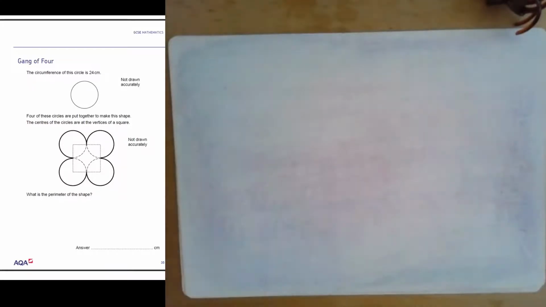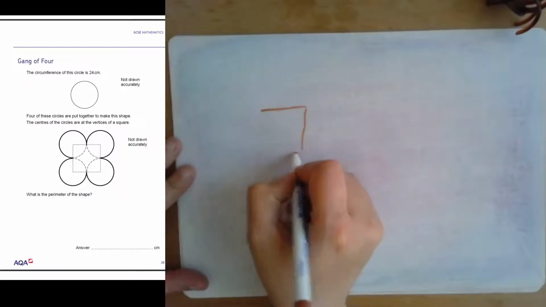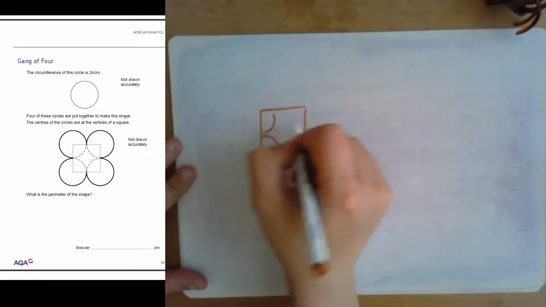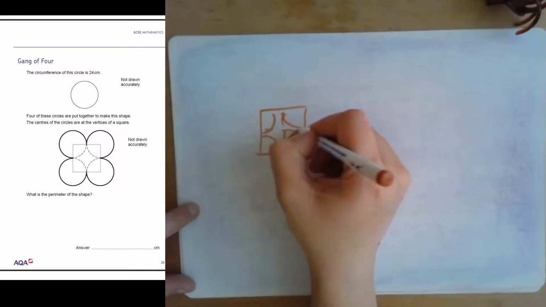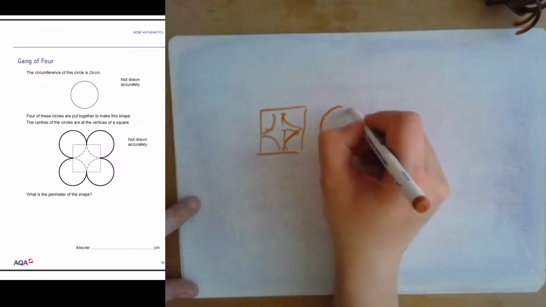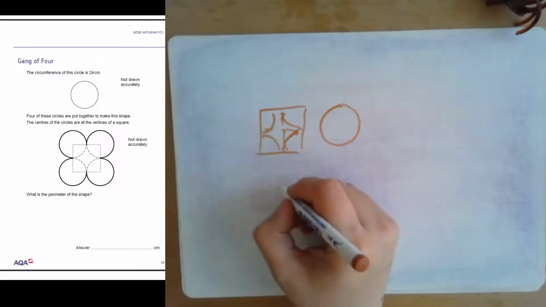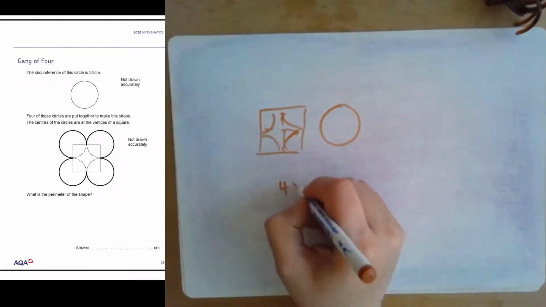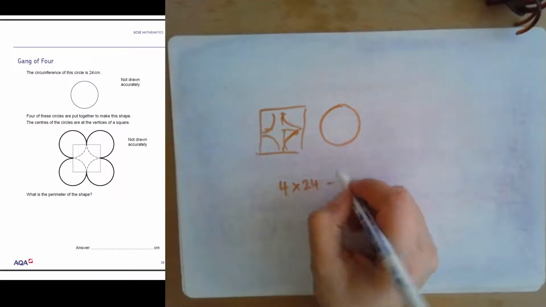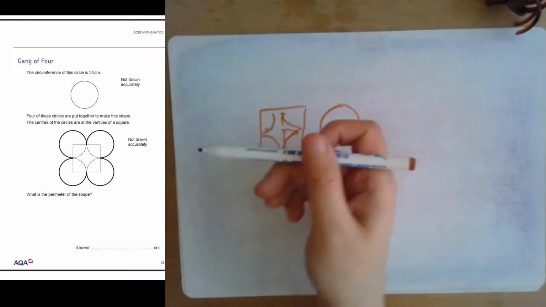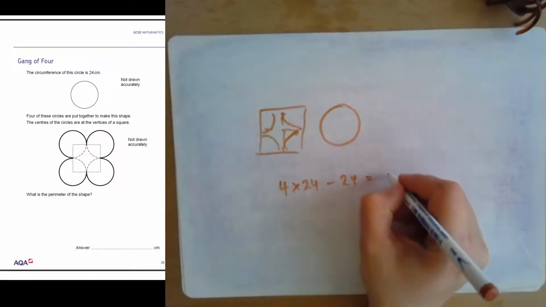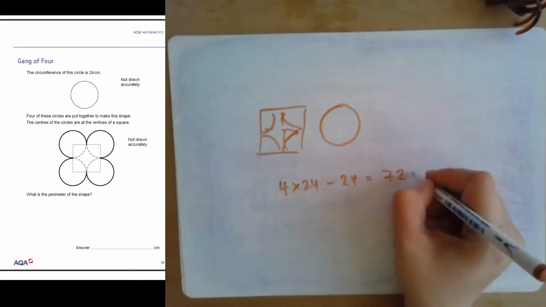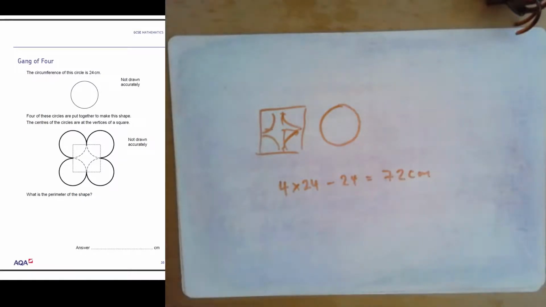But if you look inside that square, you would have noticed that it's like that. And if I rearrange each of these, you would have noticed that would have made a circle. So I have 4 circles. So that's 4 times this 24. But I'm going to take away this circle that's in that square in the center. So I'm going to take away one of those 24s. Okay. So that would have just been 72 centimeters.